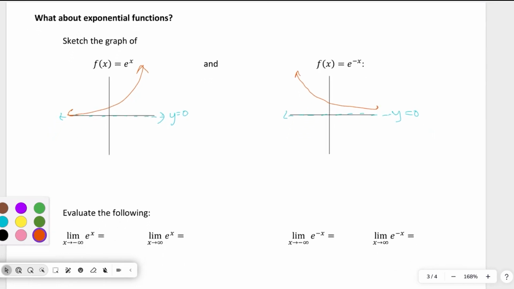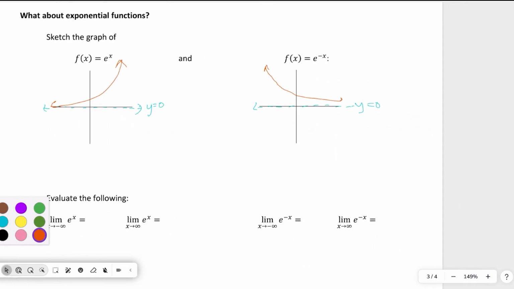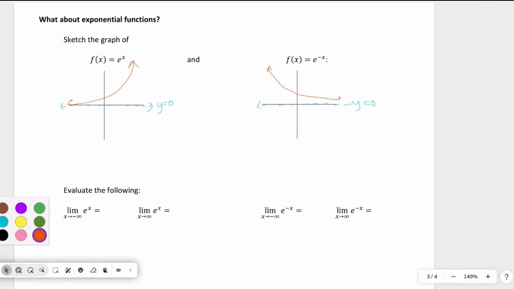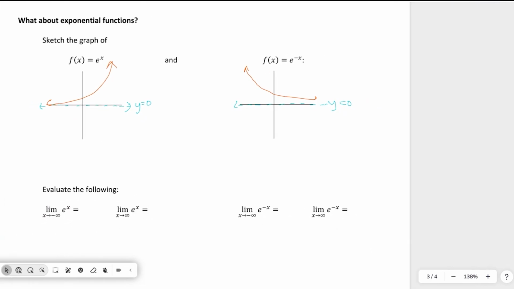So if I ask you, what's the limit as x approaches negative infinity for e to the x, what would the answer be? What's the limit of e to the x, that's this one, as x goes to the left? 0. Yeah, and what about if we're going to the right? Positive infinity. You got it. And for e to the negative x, that's just reversed. So I'm going to throw a couple of these at you too.